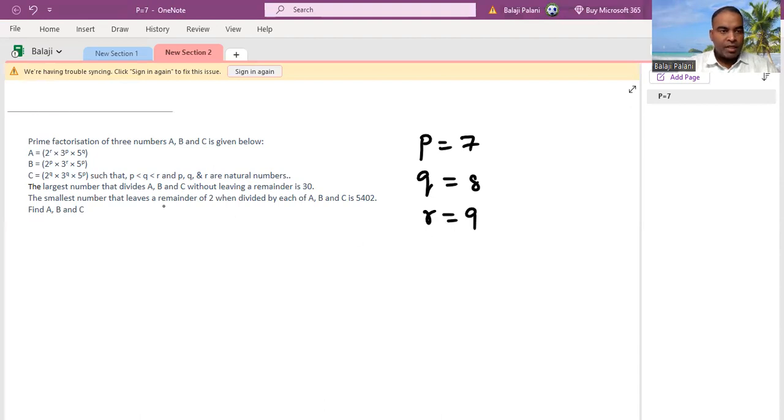All right. See, everywhere A is a combination of prime factors 2, 3, and 5. B is a combination of prime factors again 2, 3, and 5. And in fact, C also. Just the powers vary. All right. And so let's take A as 2 power R, so it is 2 power 9. B is 2 power P, so it's 2 power 7. And C is 2 power Q, which is 2 power 8.